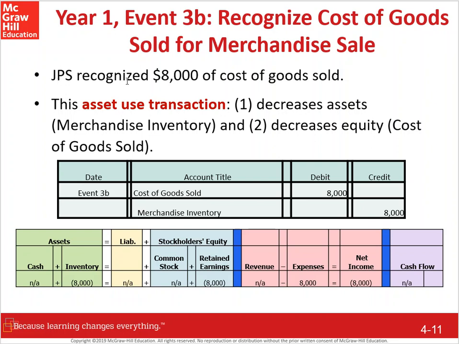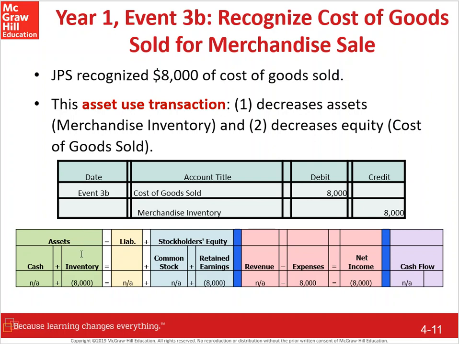3B, JPS recognized $8,000 of cost of goods sold. So that sales transaction that we just did, the $12,000 of sales, the goods that were sold cost us $8,000. We sold it to customers for $12,000, but our cost was $8,000. So we now need to remove that from inventory on our balance sheet because we no longer have that stuff. So we're going to expense it to cost of goods sold. So we're debiting the expense account, COGS, cost of goods sold, and we're crediting merchandise inventory, making our inventory asset decrease by $8,000.